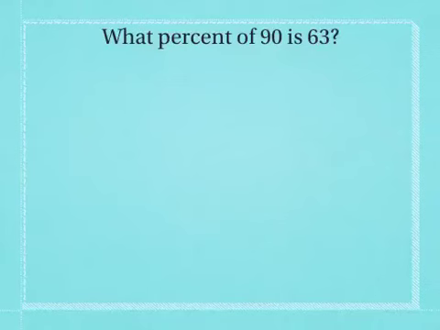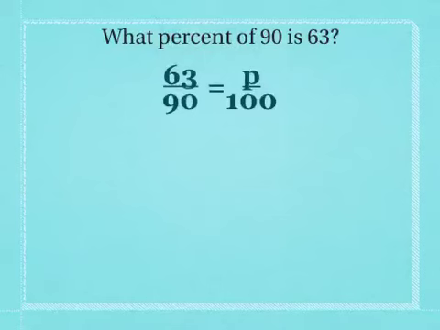The first example says, what percent of 90 is 63? In this case, 63 would be my part, 90 would be my whole, and I do not know the percent. That would be my variable that I am trying to solve for. So when I'm setting up the percent ratio, I would have 63 over 90 equals P over 100.